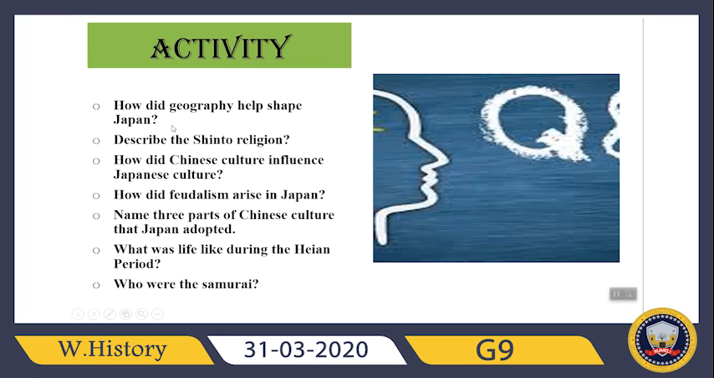After reading the lesson, you should be able to answer these questions: How did geography help shape Japan? Describe the Shinto religion. How did Chinese culture influence Japanese culture? How did feudalism arise in Japan? Name three parts of Chinese culture that Japan adopted. What was life like during the Heian period, and who were the Samurai?